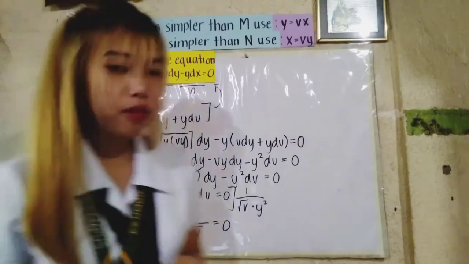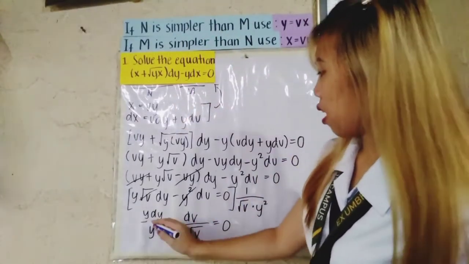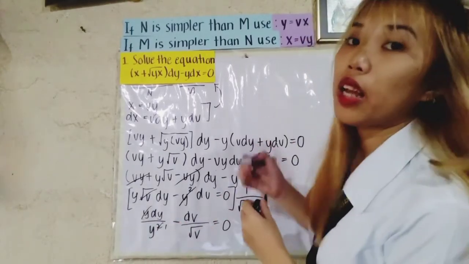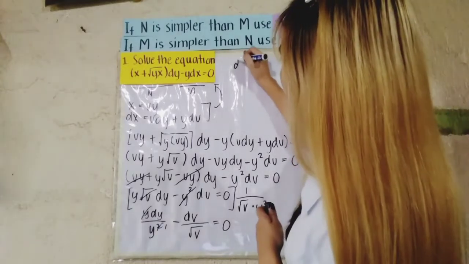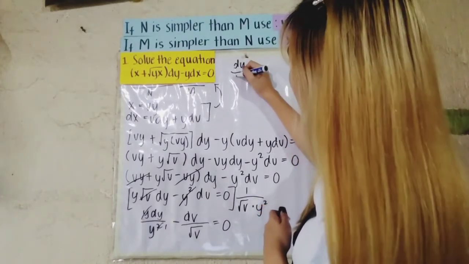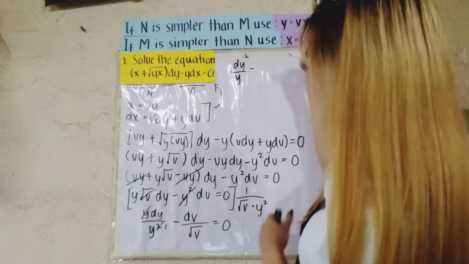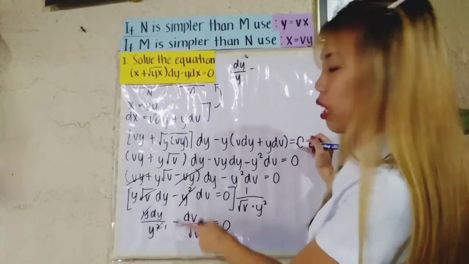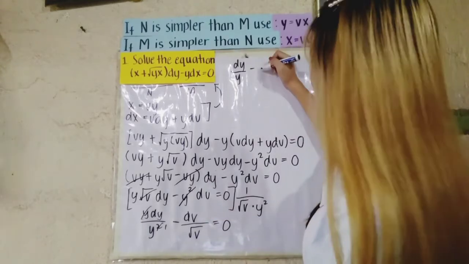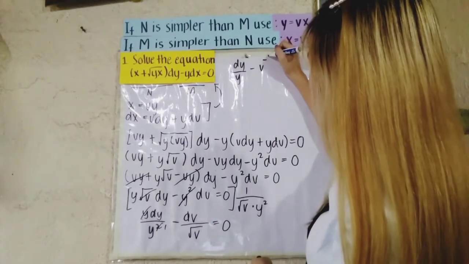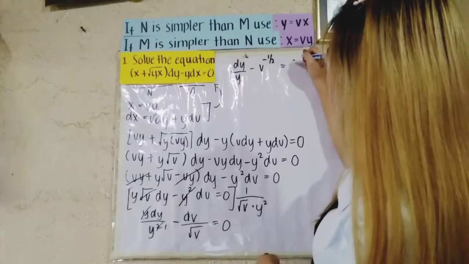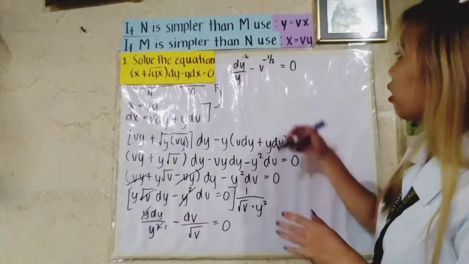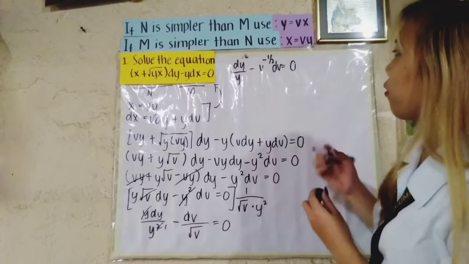Then, simplify natin. Kasi pwede pa itong makancel. Magiging 1 na lang to. Then, ito, pwede na natin iangat yan para madali na natin i-integrate mamaya. Then, we have dy over y. Then, angat na natin. Gawin na natin fraction yung square root. Then, pag inangat, magiging negative. So, we have v exponent of negative 1/2 equal to 0. So, ayan, napag-group na natin siya sa corresponding dy and dv.